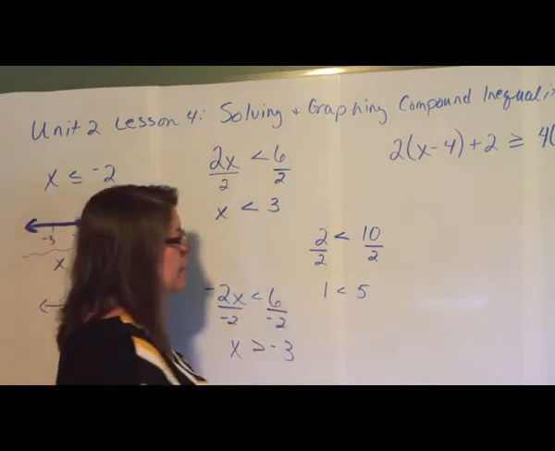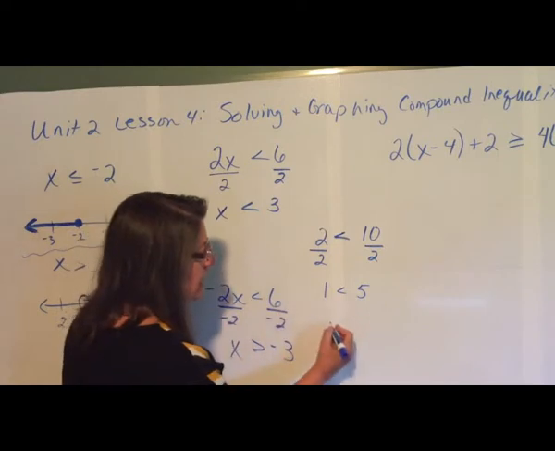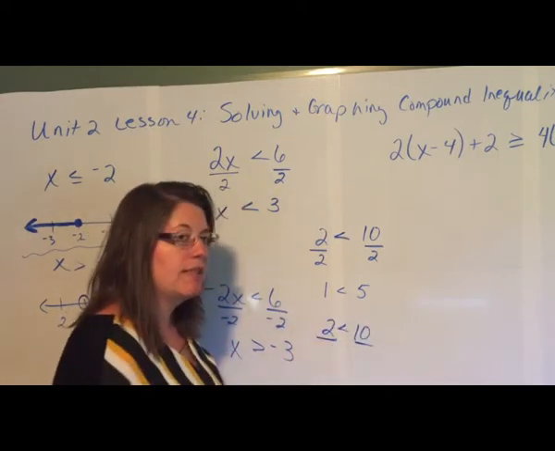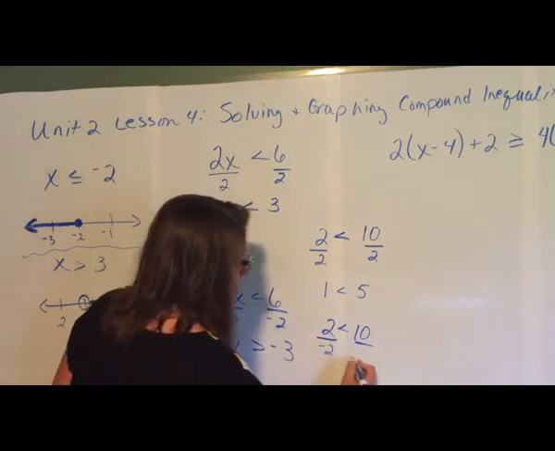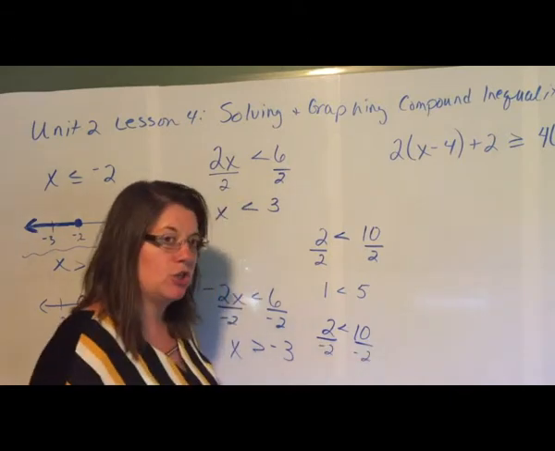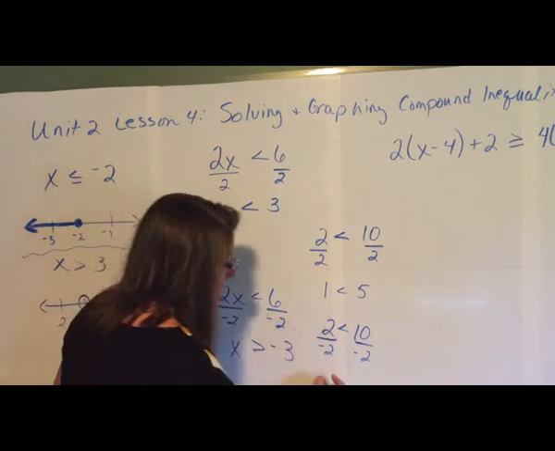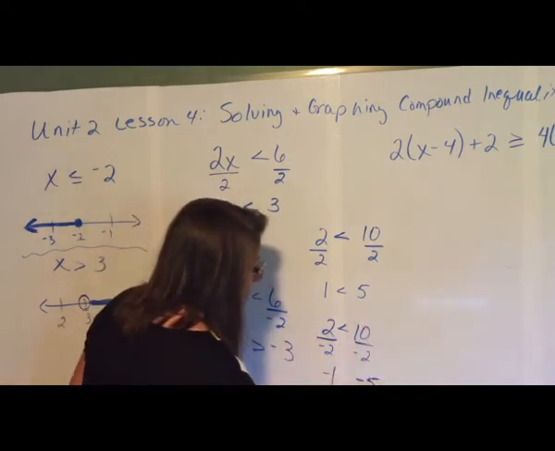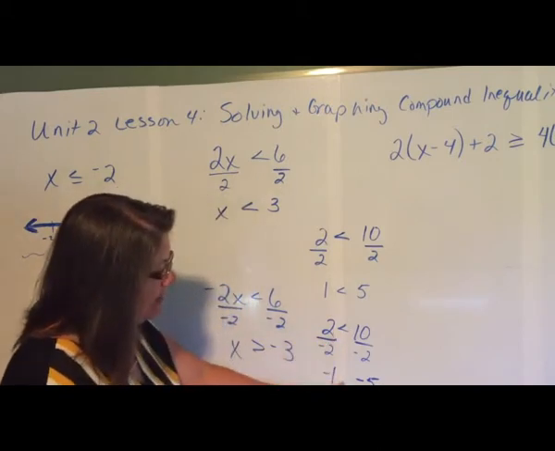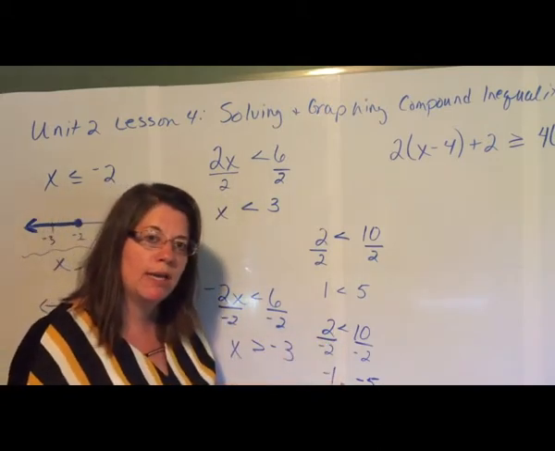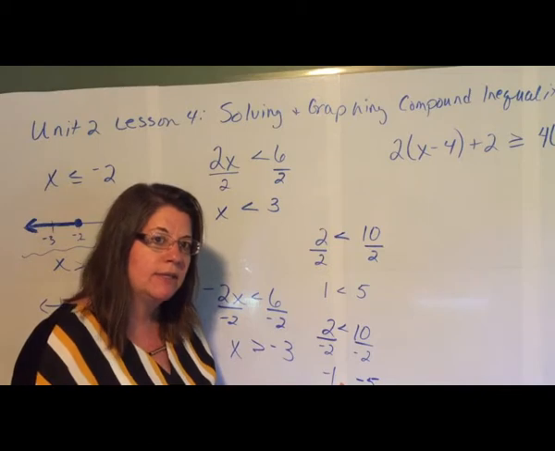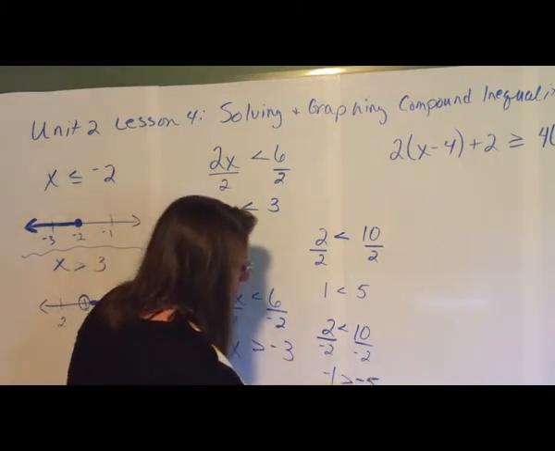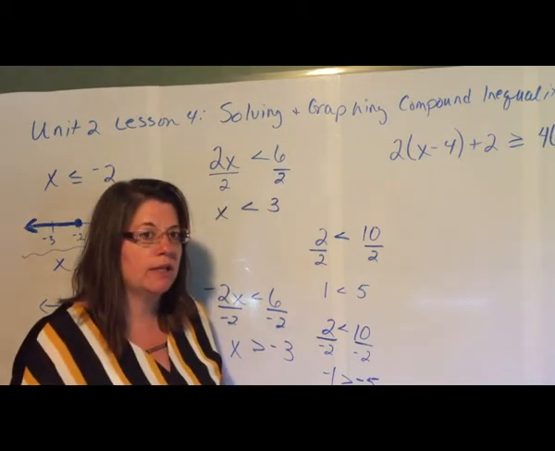But look what happens if I take that same inequality, 2 is less than 10, and this time I divide both sides by a negative number. I divide by a -2. Well, 2 divided by -2 is -1. 10 divided by -2 is -5. Now, if I keep the less than sign, is -1 less than -5? It's not. See, dividing by a negative makes us have to flip the inequality around.